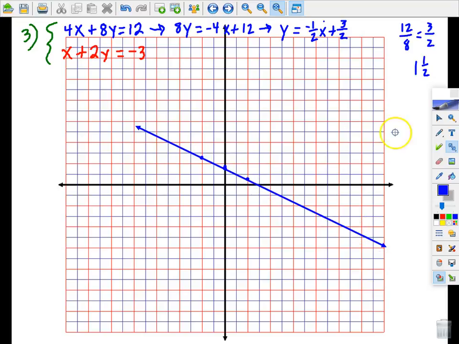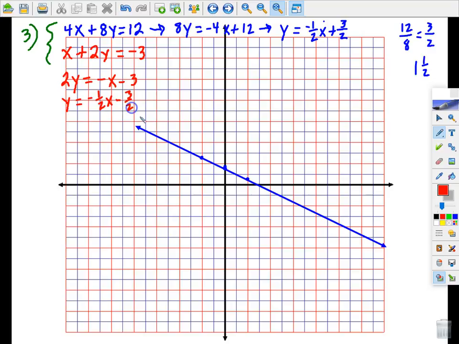Okay. And now let's work on the red equation, getting it solved for y. So the first thing I'm going to do is subtract x from both sides. Then I'm going to divide by 2 on both sides, or multiply by 1/2.